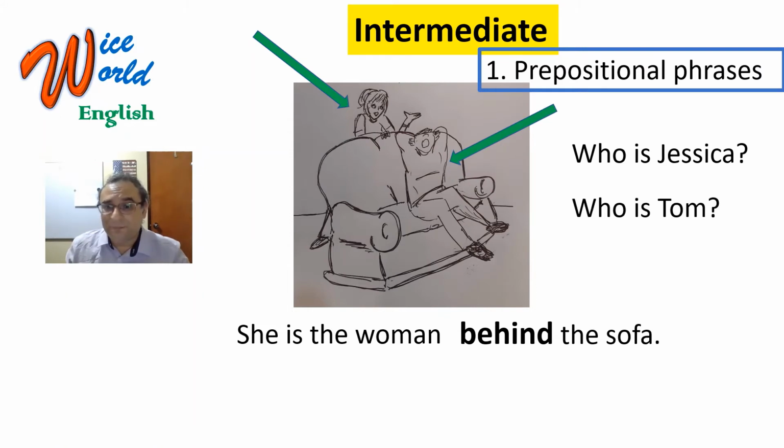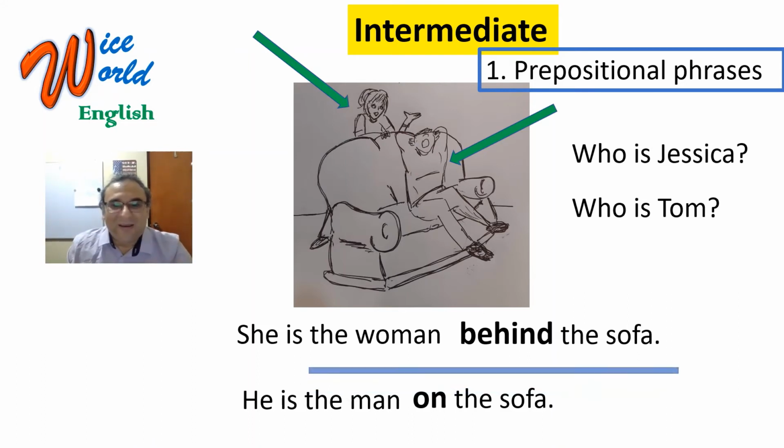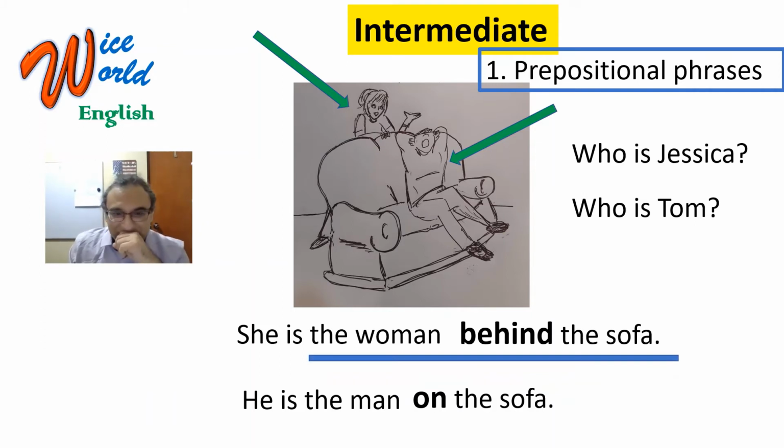Now let's go to the second person. Who's Tom? Tom is a man on the sofa. He is a man on the sofa, right? That's how you identify people using prepositional phrases. And those are the prepositional phrases. The woman behind the sofa and the man on the sofa.